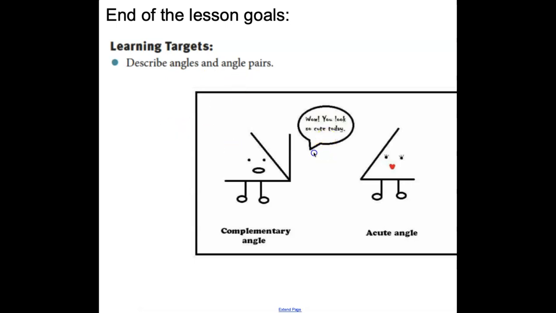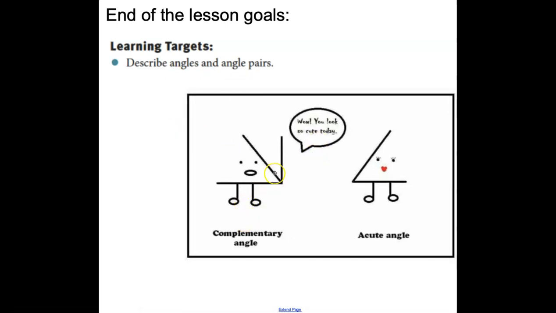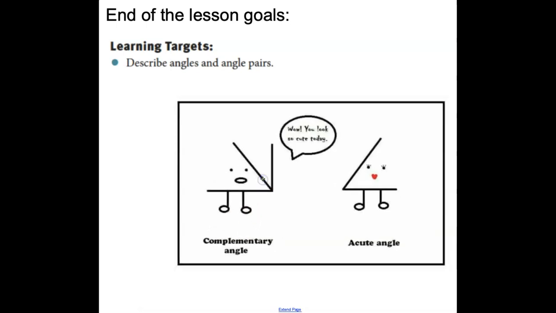And so I'm going to end this lesson with a joke. Complementary angle, look, it's 90 degrees. He says, wow, you look so cute today. Because he's giving her a compliment.